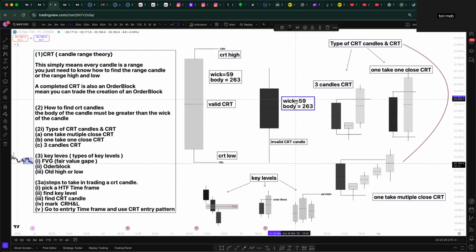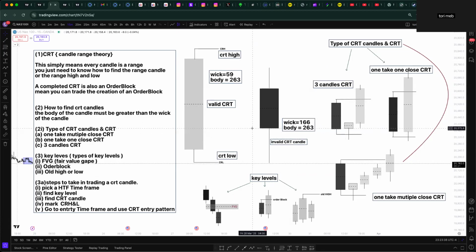So if you should do this, wick is 166. And then you measure the body from either the open or the close, any one you want. This gives you 119. You can see it's 1.19%, which is 119. So put it here, 119. Now 166 is greater than 119. So that tells you that's not a valid CRT candle, right?